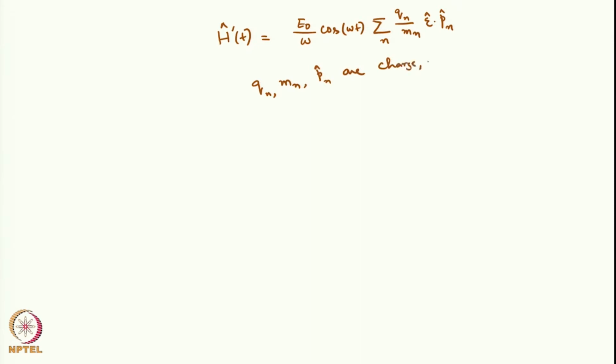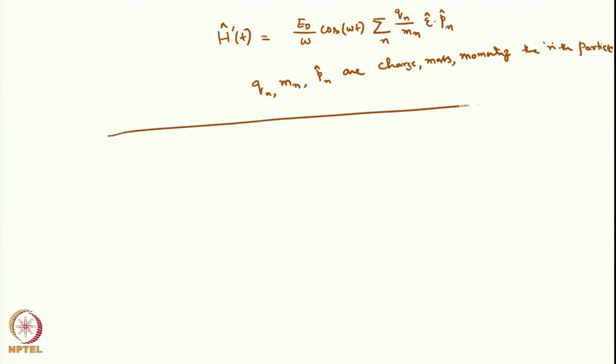So, at the end of the last class, we had H prime of t equal to E naught by omega cos omega t, sum over n of q_n by m_n, epsilon dot p_n, where q_n, m_n, p_n are the charge, mass, and momentum of the nth particle. Okay, so this is what we have.